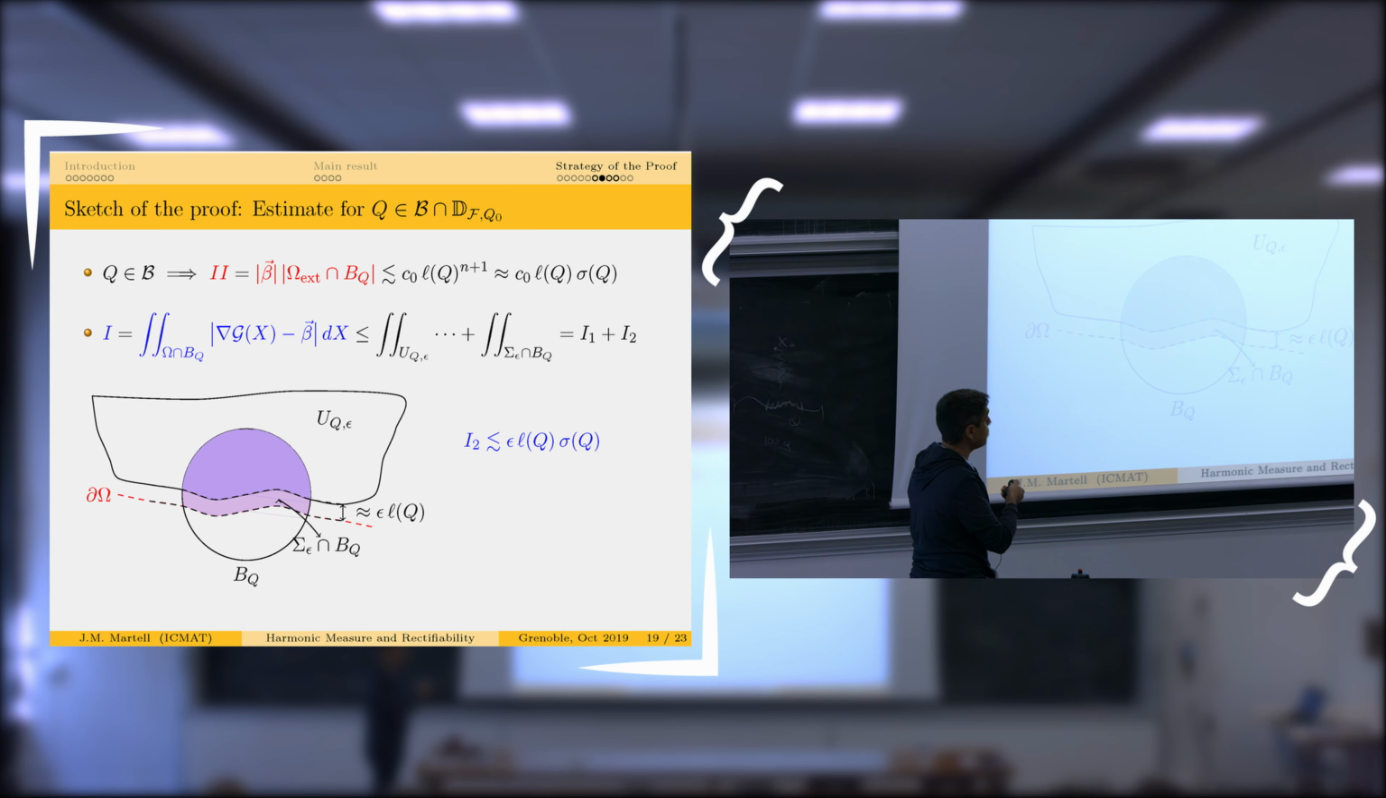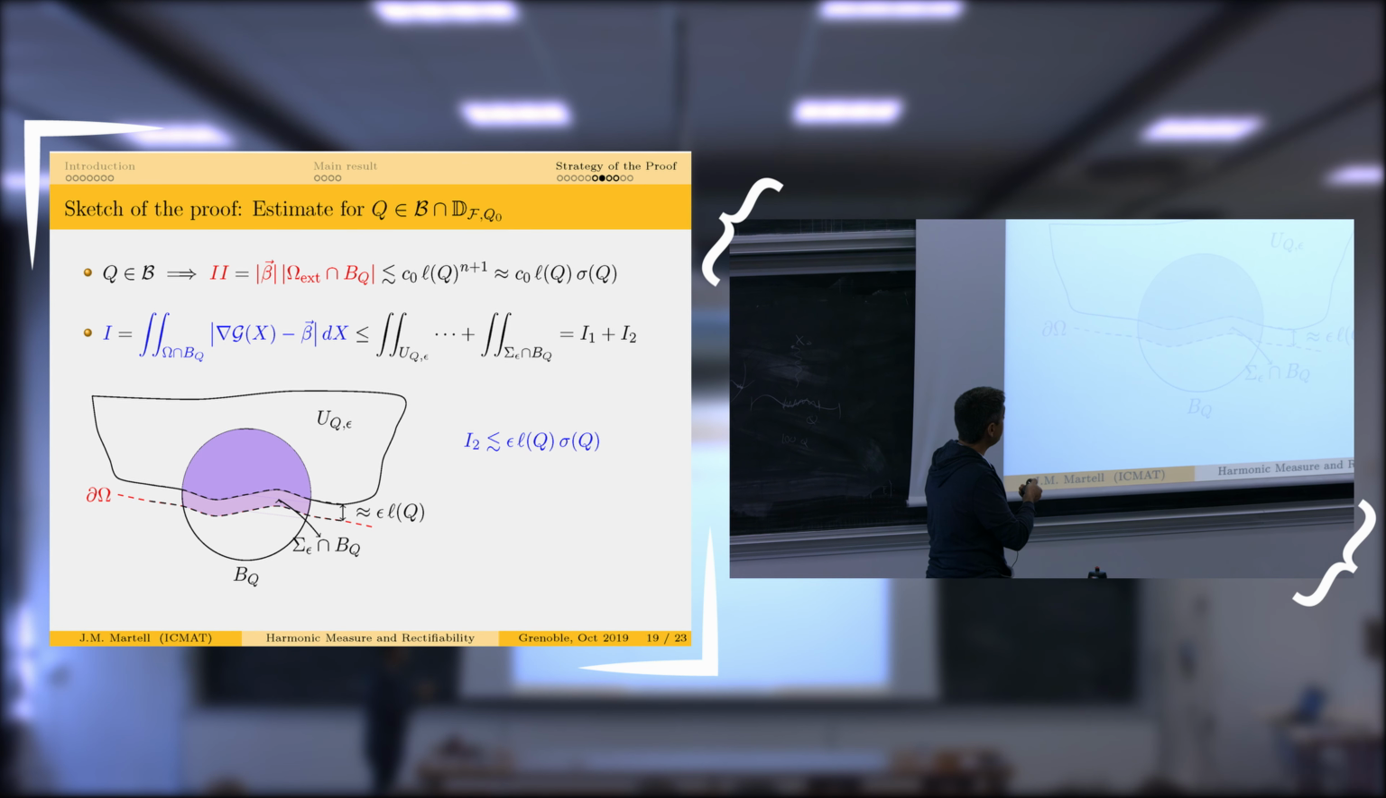So I have beta, which is going to be a uniform number, and this is because the cube is bad. There is not enough mass on the exterior with constant C0, which is at my choice, right? And then I can write this because of the alpha-W regularity. I can write in this way. Okay. So this is what I do for the exterior part.